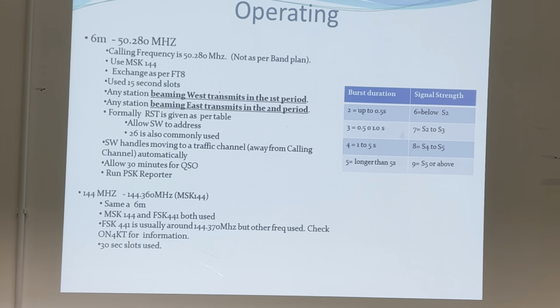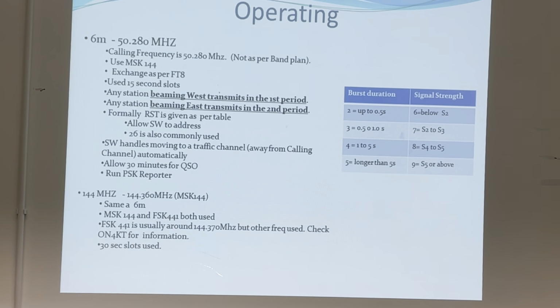So operating. This is really simple. If you've got FT8 working on 6 meters, you change the mode to FSK441, make sure your arrow's pointing east, hit the button, and off you go. It's no more difficult than that.